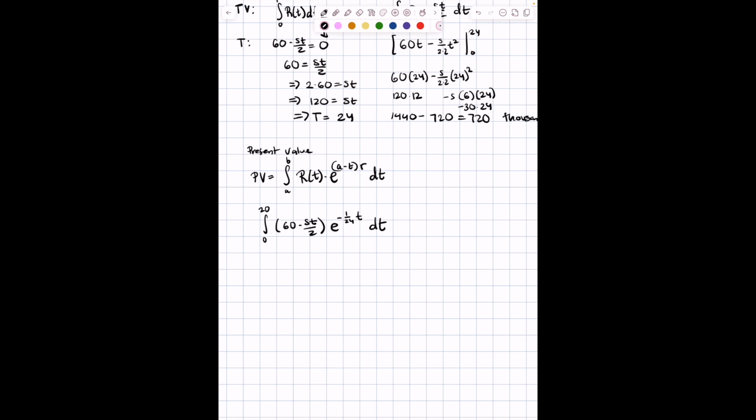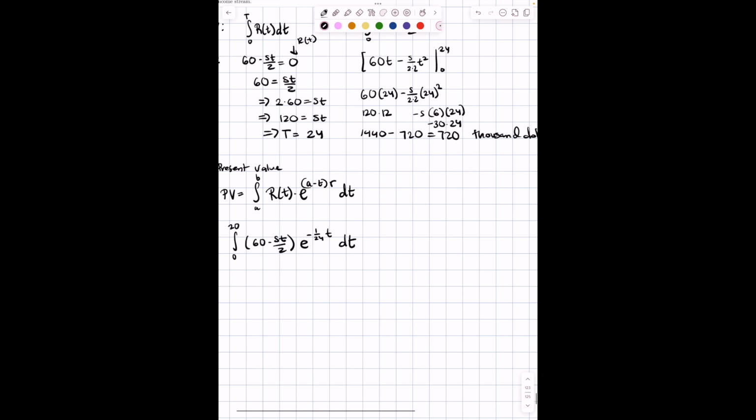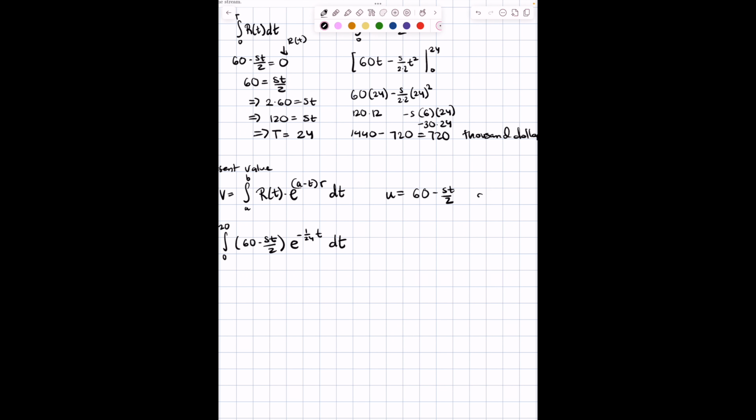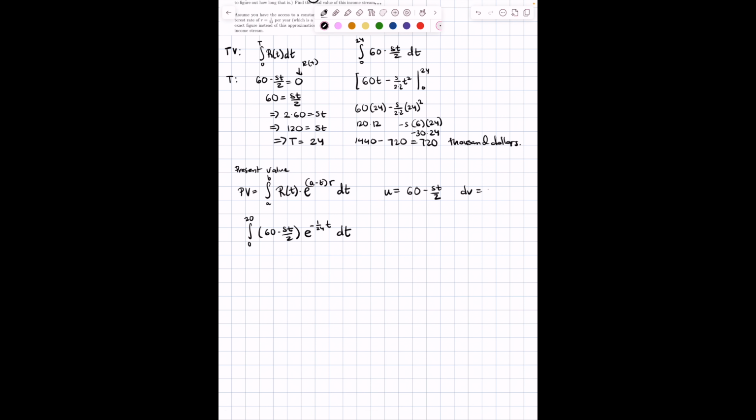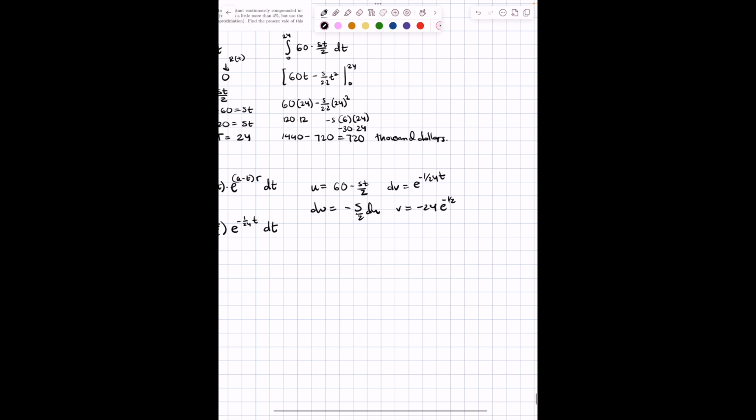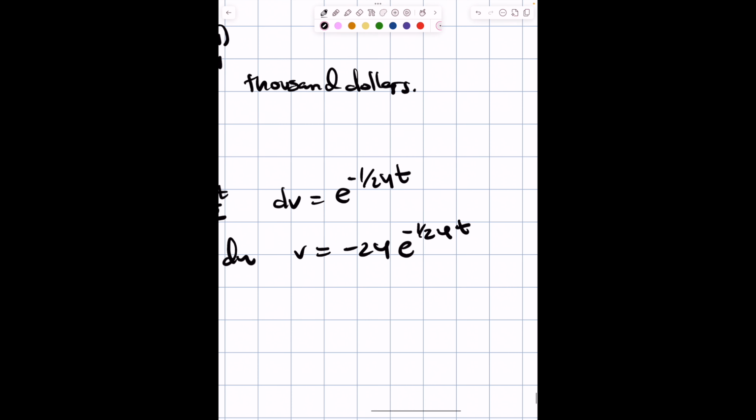This one is an integration by parts, so I'll show you. Let u be equal to 60 minus 5t over 2. Then let dv be equal to e to the negative 1 over 24t. Then du is going to be equal to negative 5 over 2 dt. v is just going to be equal to negative 24 e to the negative 1 over 24t.